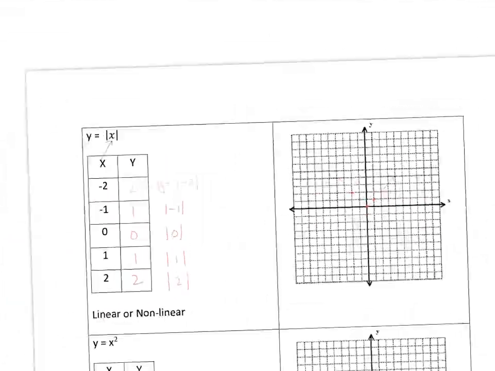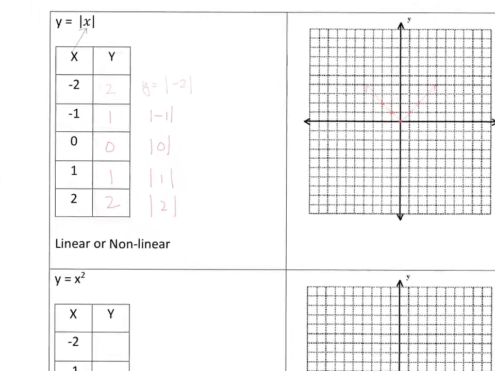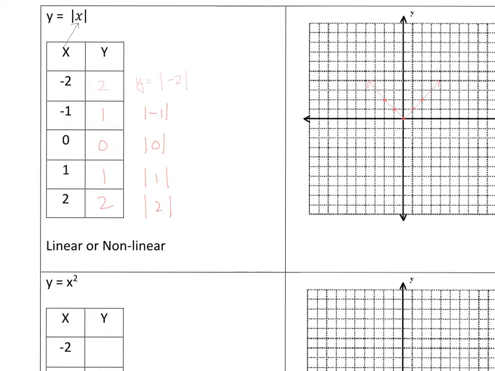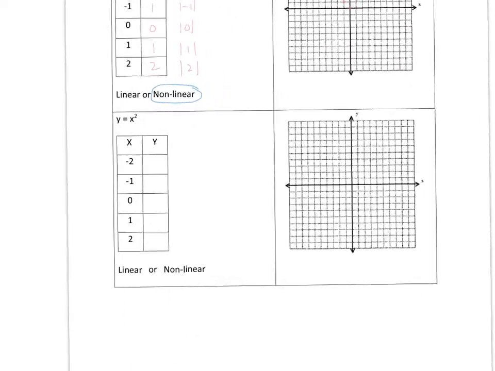Okay, so then we ask ourselves, is this a linear or nonlinear? Well, yes, I agree there are 2 lines here, but this is nonlinear. It has to be one continuous line. You can't be shooting off in 2 different directions. So in this case here, it's going to be nonlinear because it's not a line. Okay, all right, let's go to the next one.